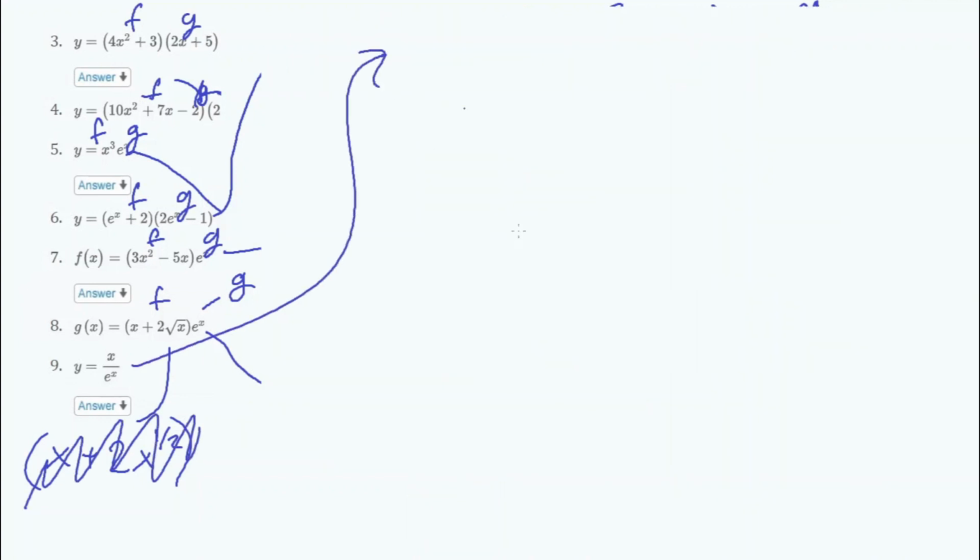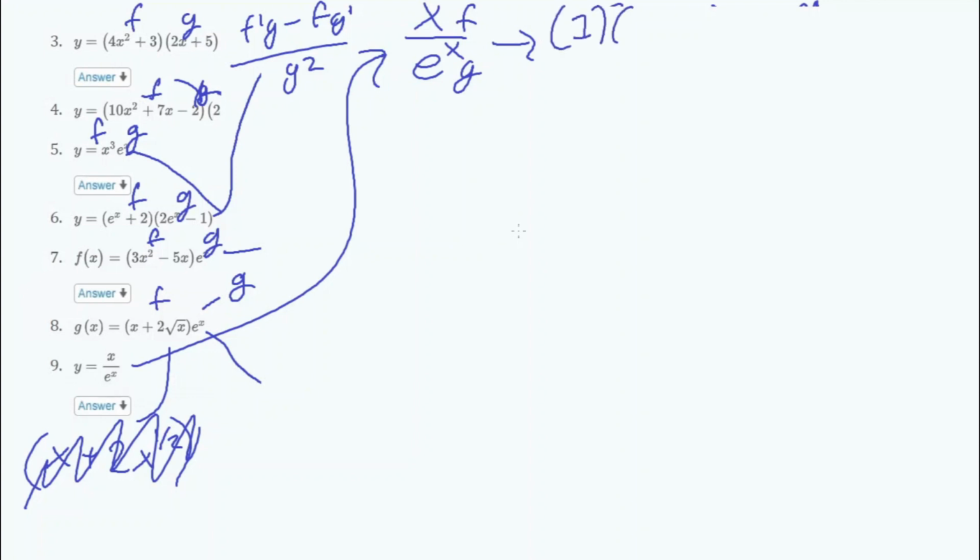Alright, so now let's take a look at our final question, number 9. So we have x over e to the power of x. This is going to be quotient rule. Quotient rule is f prime g minus f g prime over g squared. So let's plug in the quotient rule. f is on the top, g is going to be on the bottom. So f prime is going to be 1 times g, which is e to the power of x, minus f, which is x, times g prime, which is e to the power of x. And that's going to be over g squared, which is going to be e to the power of 2x.